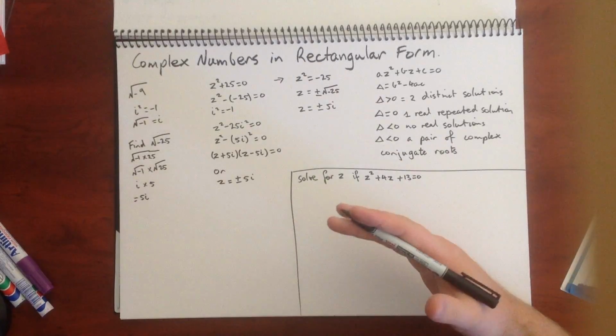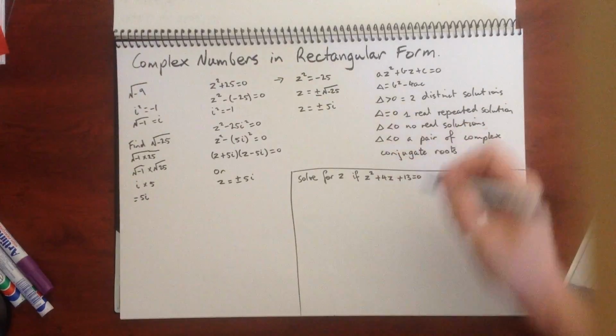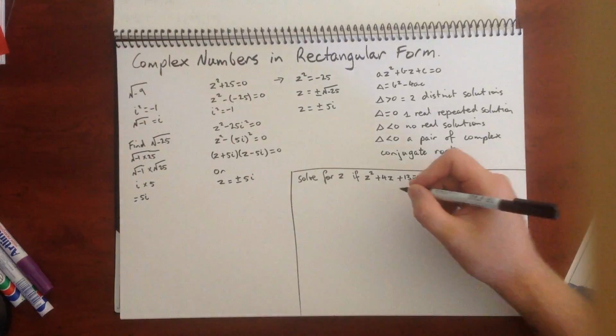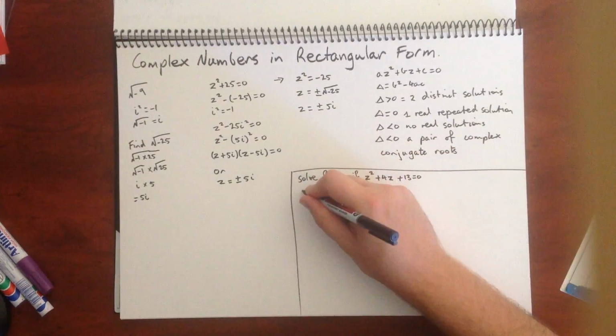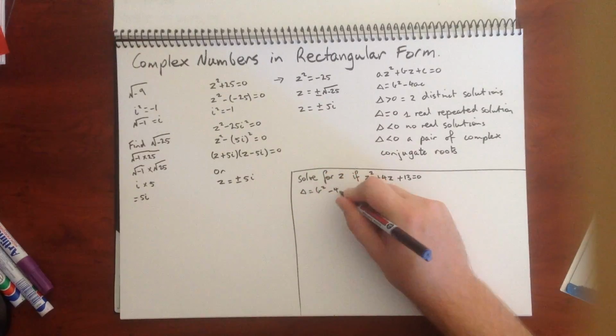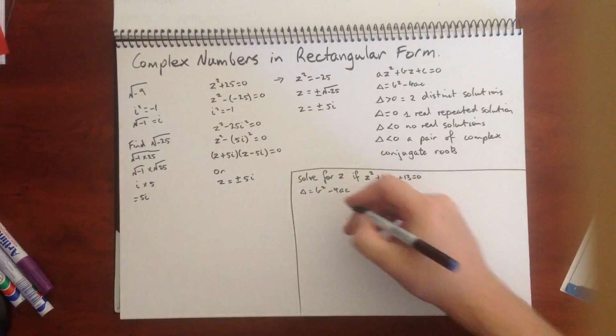Well, we need to think, how can we do this? In this example, I won't worry about method 1 because I don't really like method 1. What I want to do is look at our discriminant, which is given by b squared take 4ac. Well, b is 4.